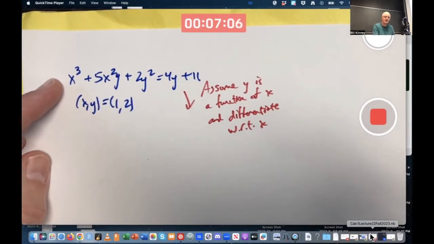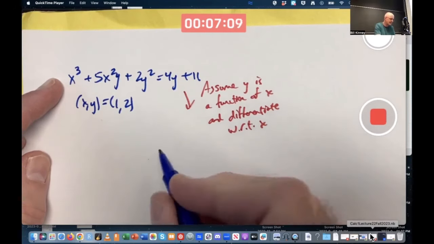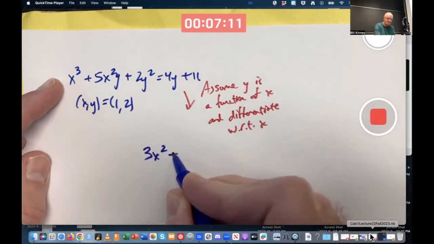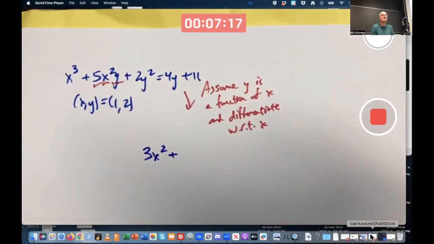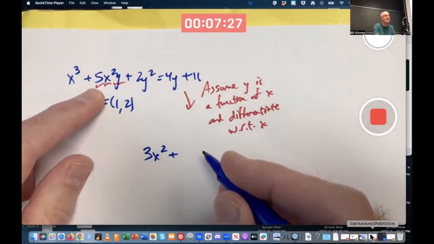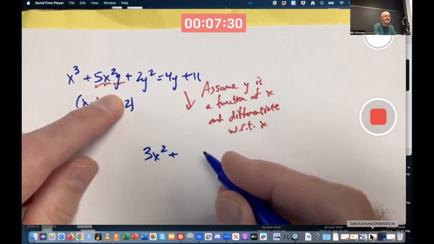X cubed is certainly a function of x. Differentiate it with respect to x, I get 3x squared. But with the 5x squared times y, that's the product of two functions of x. Why? Because I'm assuming y is a function of x. I need the product rule, and hopefully I won't make a mistake this time. I've got a left function, 5x squared, and a right function, y. Can I write y equals f of x? I could. Remember I showed you that last time? We did it with an f of x in there first. But it's not traditional to bother with that. Just remember y is a function of x.